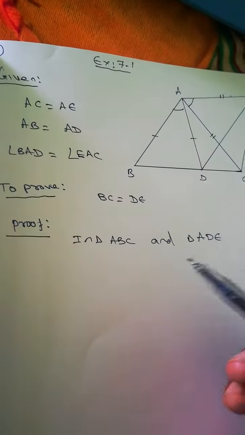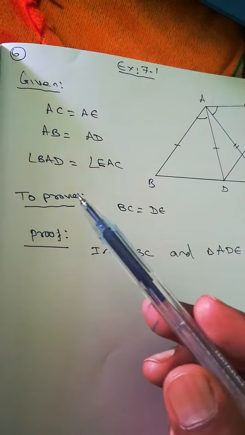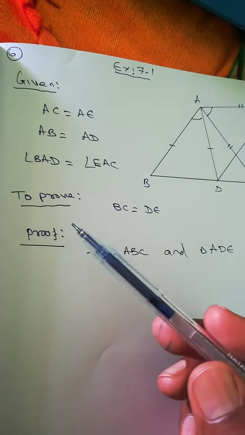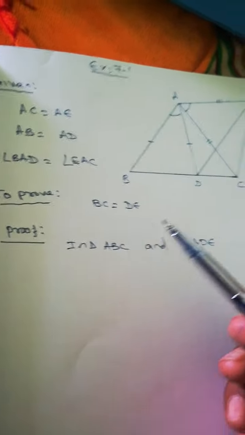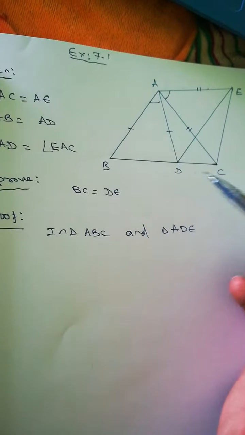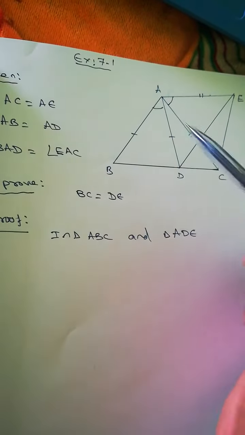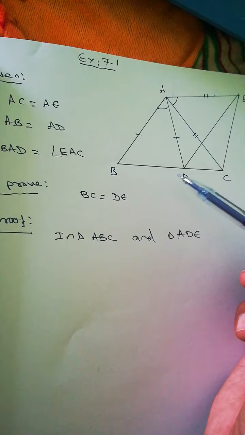Question number 6: given the diagram, AC equals AE, AB equals AD, and angle BAD equals angle EAC is given. You have to prove BC and DE are equal. So we'll take triangle ABC, the whole triangle ABC, and triangle ADE.